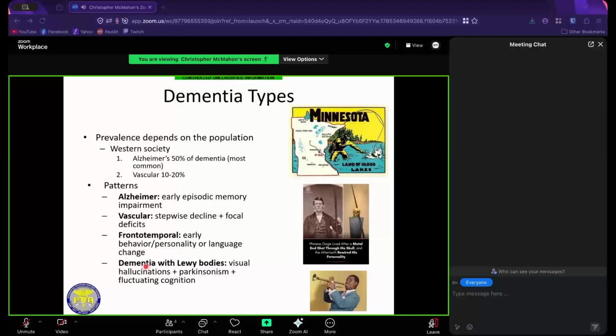And then lastly, I've got dementia with Lewy bodies. I think Louis Armstrong playing the trumpet for grandma at 2 in the morning in her exam room. I have visual hallucinations with Parkinsonism and fluctuating cognition. So anytime I see Lewy body, think hallucinations.